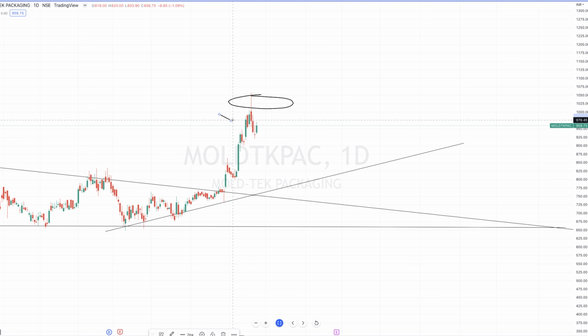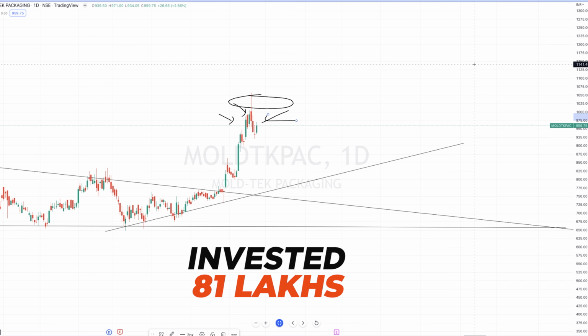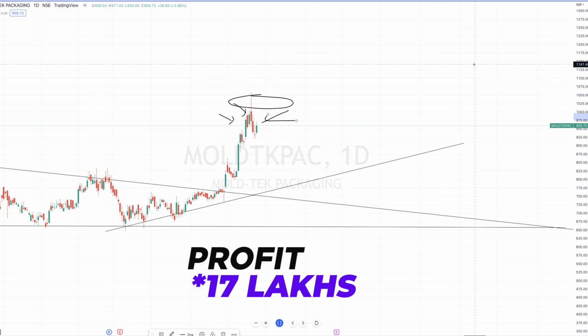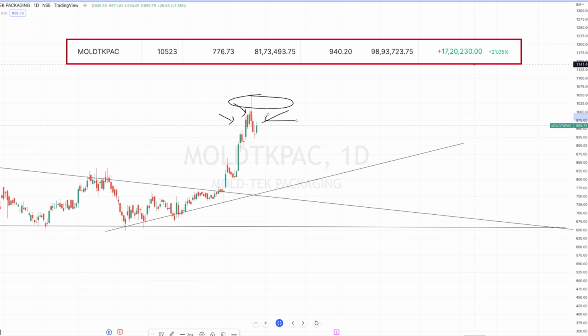So to rephrase it again, I exited a few stocks around 15%, a few stocks around 19%, and then again 21%. So this is how my exit has been, and on average, my entire exit is 17%. So I allocated around 81 lakhs, and my profit is 17%. Sorry, 17 lakhs, and my ROI is, I think I'll just post it here. You can check my ROI. So yeah, 21%, I guess. So yeah, that would be all, guys.